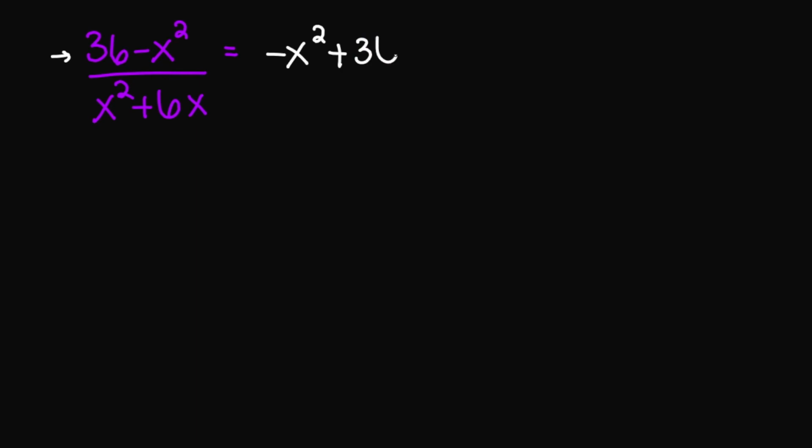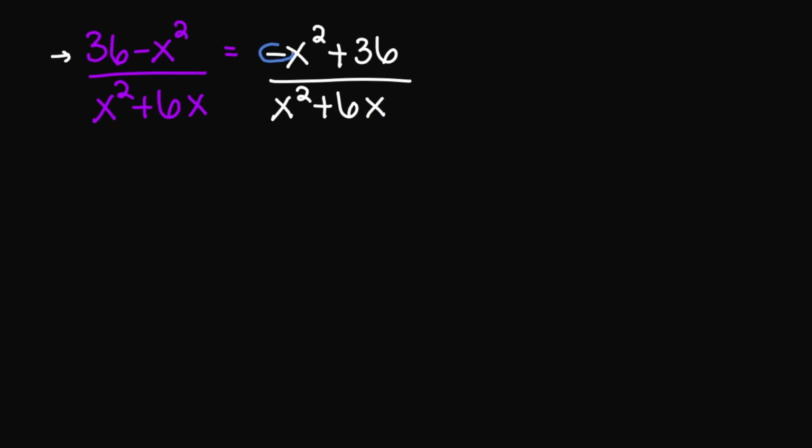So let's try 36 minus x squared over x squared plus 6x. First thing we're going to do, let's go ahead and turn our numerator into standard form. Let's rewrite this into standard form. So we have negative x squared plus 36. And then my denominator stays the same as x squared plus 6x.